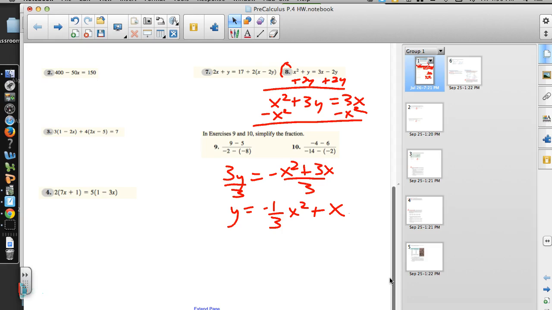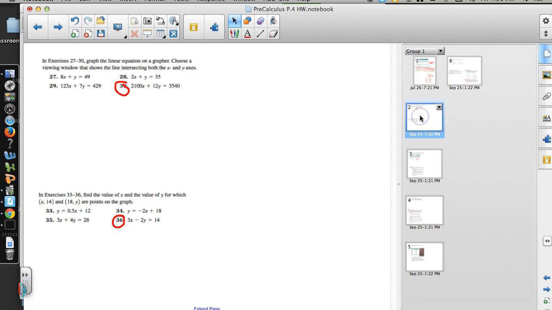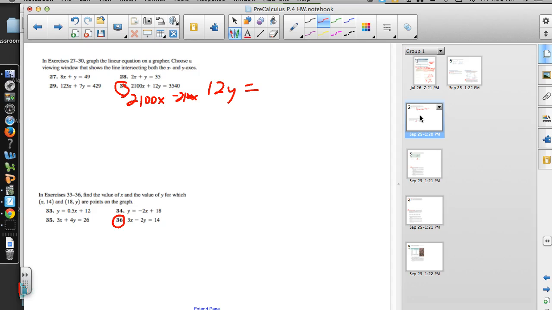Now going to actual P4 information, we've got number 30. And number 30 says that we are to graph the linear equation on a grapher. We're going to use a graphing calculator. Choose a viewing window that shows the line intersecting both the x and y axes. So first thing we probably want to do is get that solved for y. That's going to mean subtracting 2100x from both sides. So 12y minus 2100x plus 3540, and then dividing everything by 12.